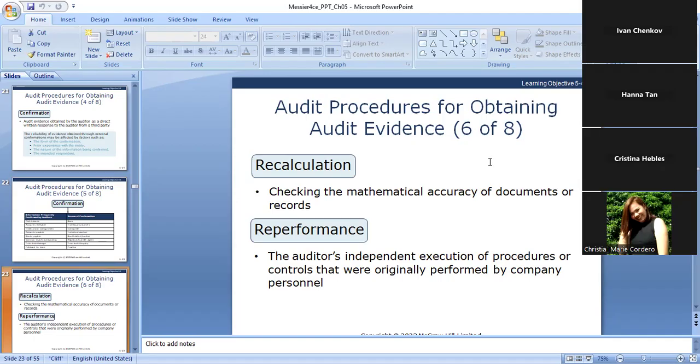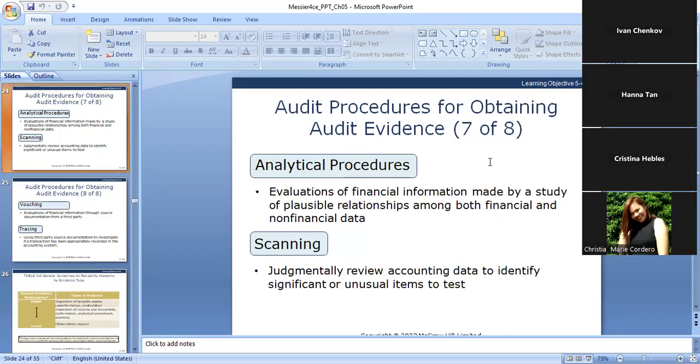So you're checking the performance, how that will perform. Analytical procedures are the evaluation of financial information made by the study of relationships among both financial and non-financial data. Scanning is the judgmental review of the accounting data to identify significant unusual items to test.